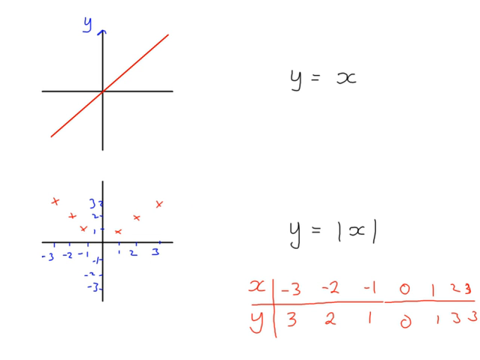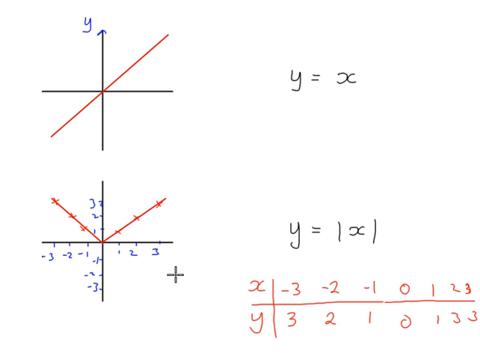So what you're seeing this time is this part of the initial graph that we had. From the graph above, the part that was above the x-axis is not changed, that's the same. The region that's below the x-axis is reflected in the x-axis to give us this part here. So this is the graph of y is equal to the modulus of x.